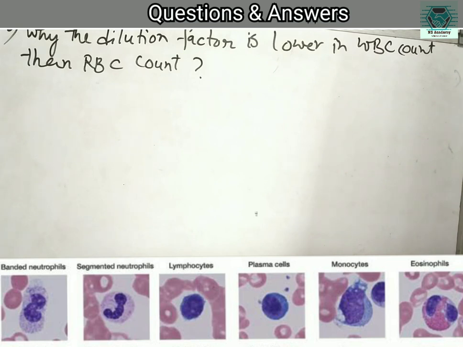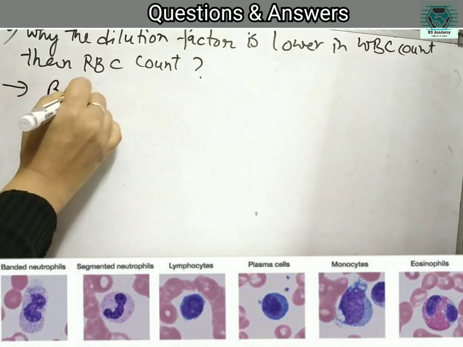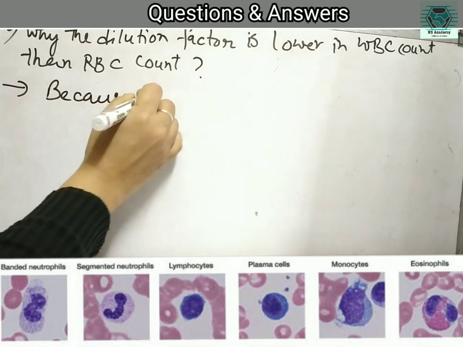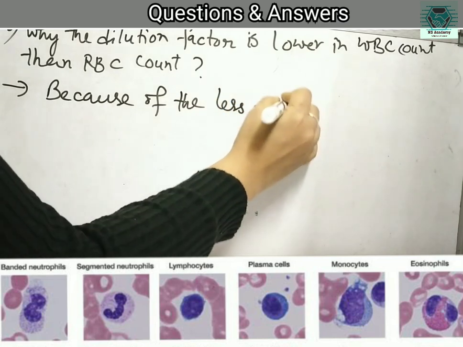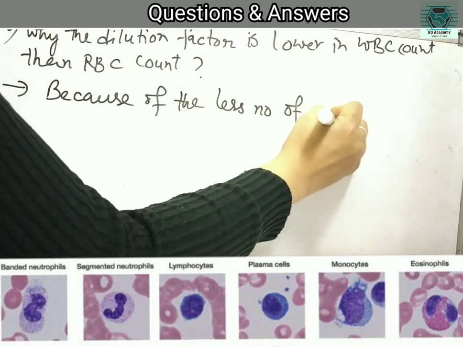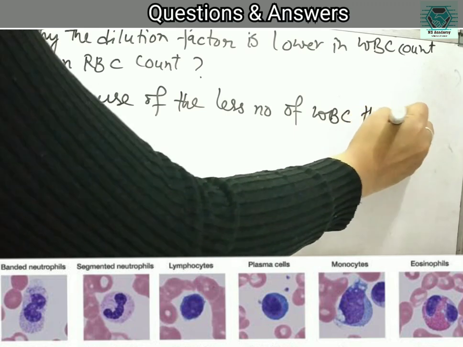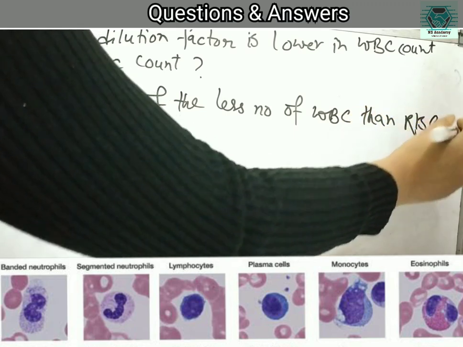Next question, why is the dilution factor lower in WBC count than in RBC count? As all of you know, from the first question, the number of WBC is only 4 to 10,000. So the answer is because of the smaller number of WBC than RBC. Okay.